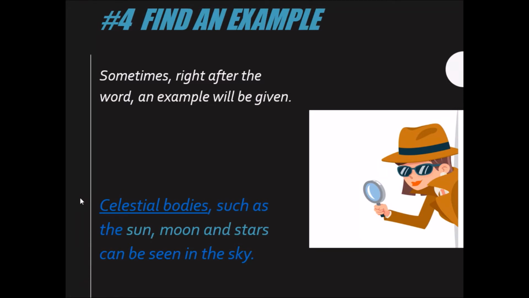Let's look right down here, and it looks like this might be from a science text. "Celestial bodies, such as the sun, moon, and stars, can be seen in the sky." I have no idea what celestial bodies are, but let's see if I can use my example strategy to figure this out. So right here it says, "such as the sun, moon, and stars." Well, right here, the author's giving me examples of what celestial bodies are. So now I know that celestial bodies are the sun, moon, and stars.